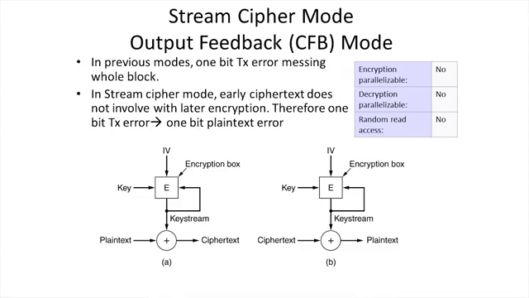This is useful when dealing with unreliable transmission. However, since the key stream pattern depends on the previous block, IV after IV, it cannot be parallelized, in both encryption and decryption. We need to wait for the key stream to be generated one at a time. There's a feedback loop there, and it also cannot provide random read access.